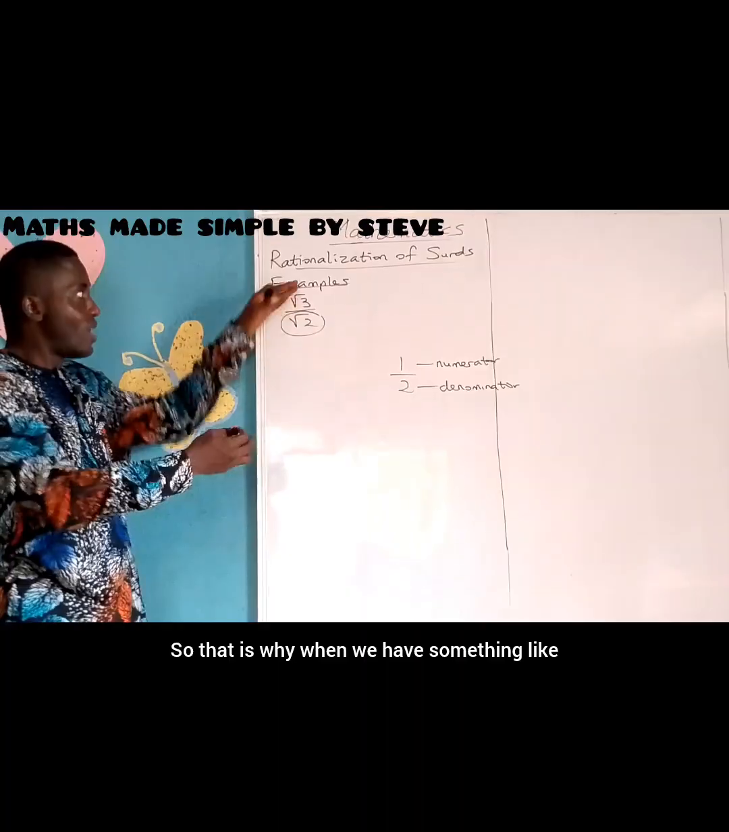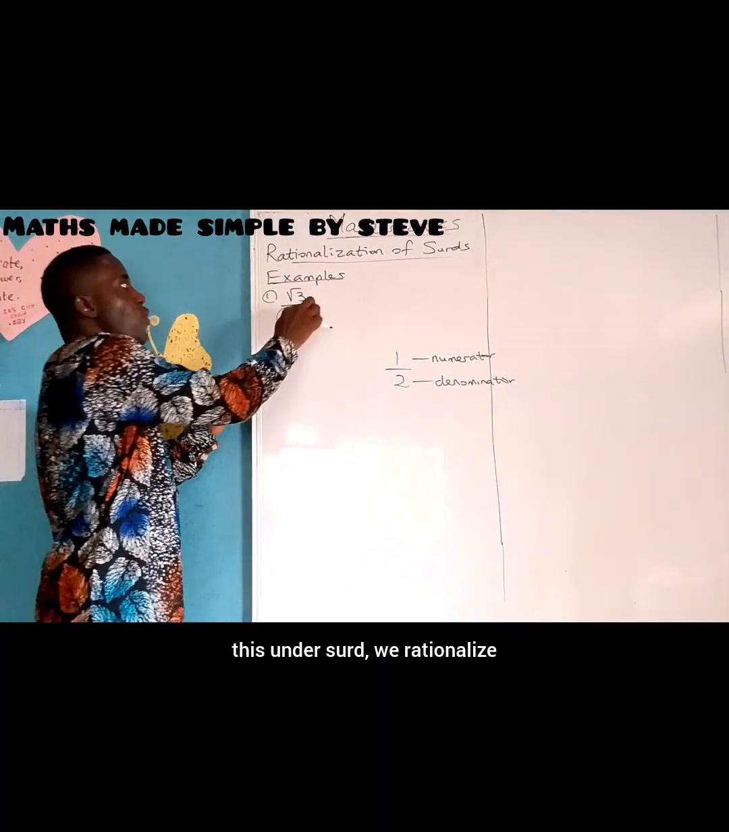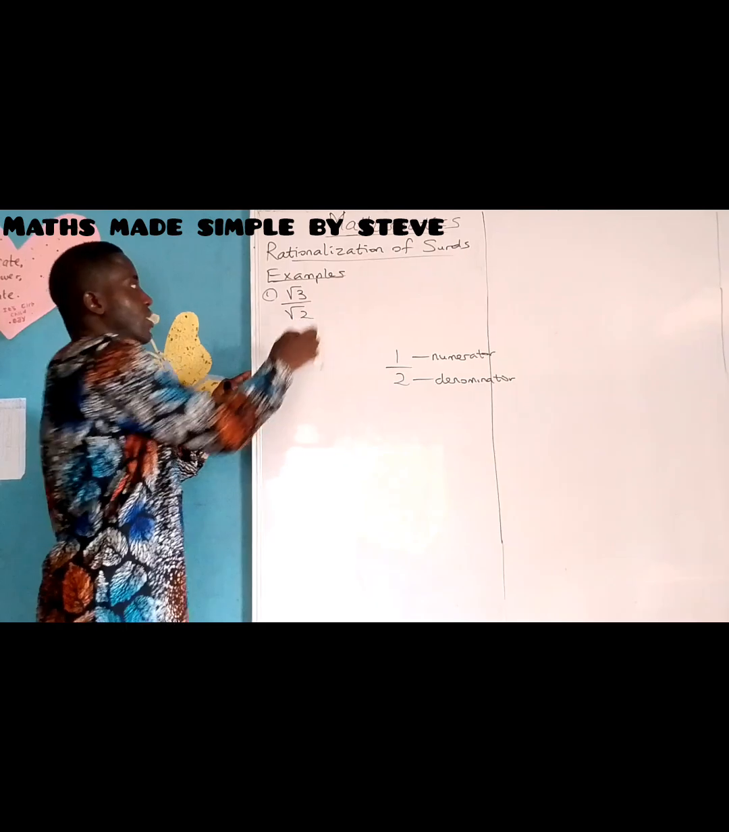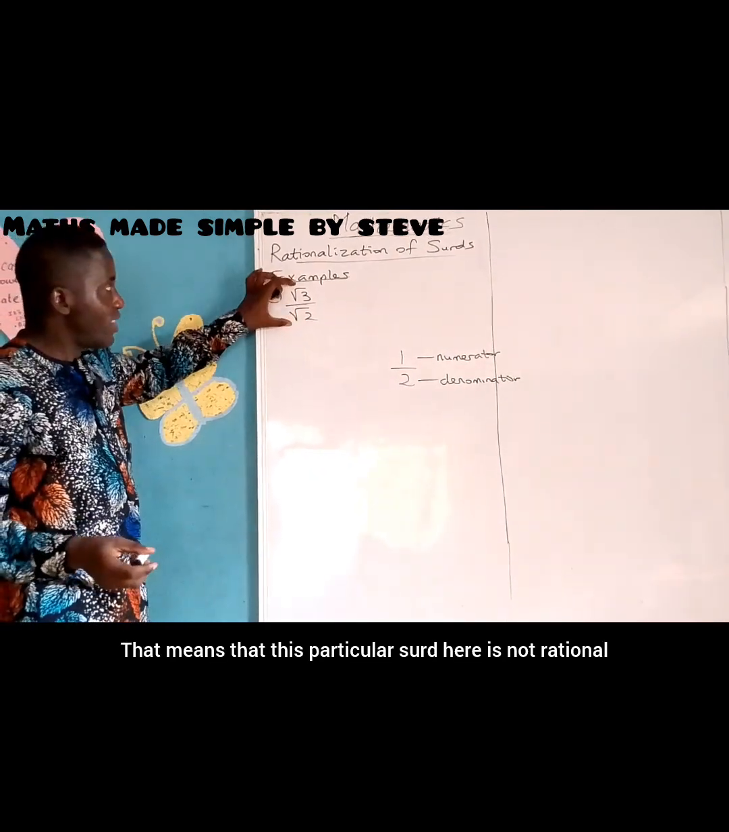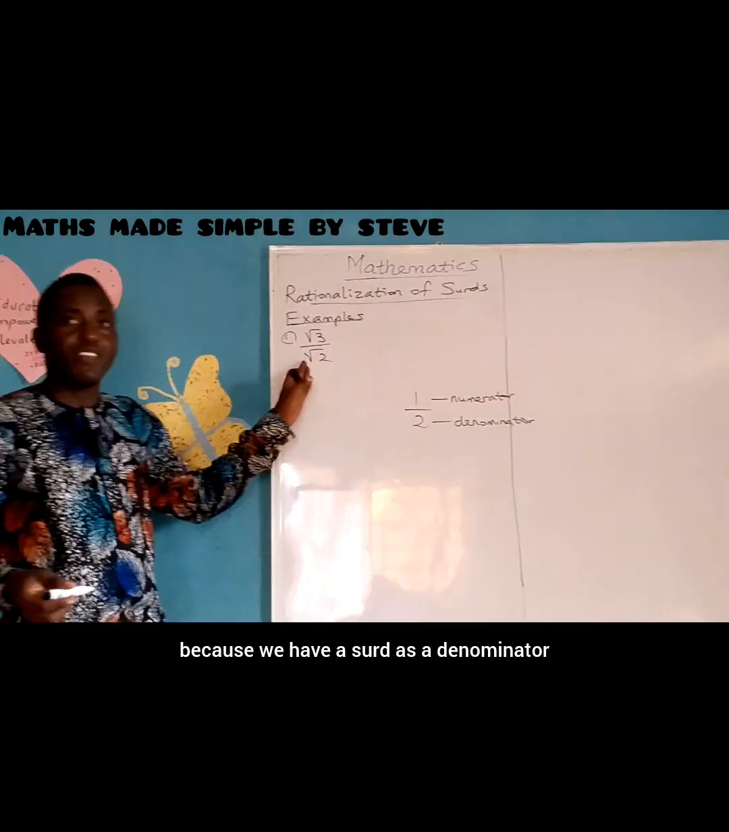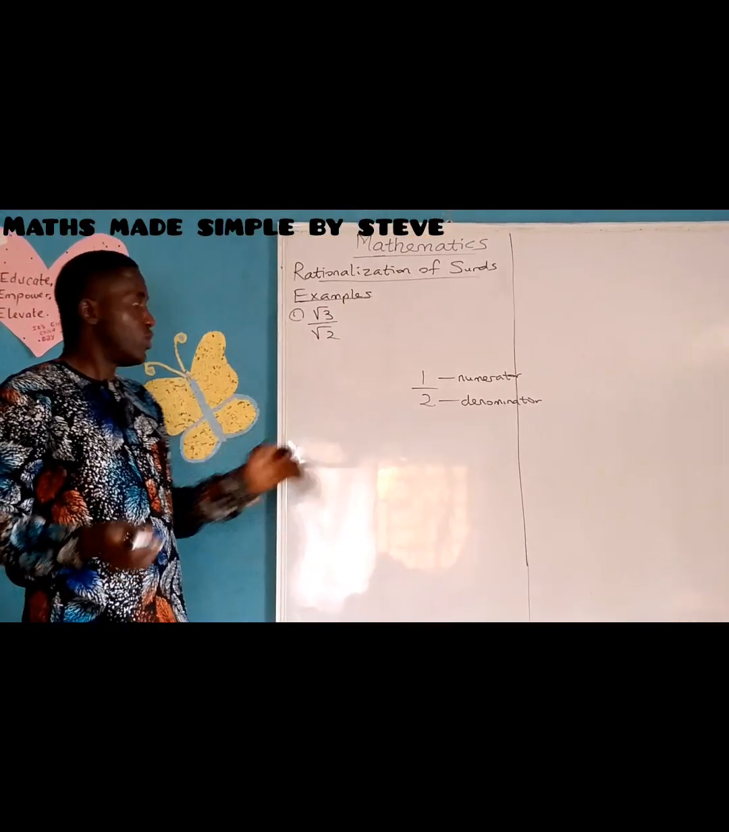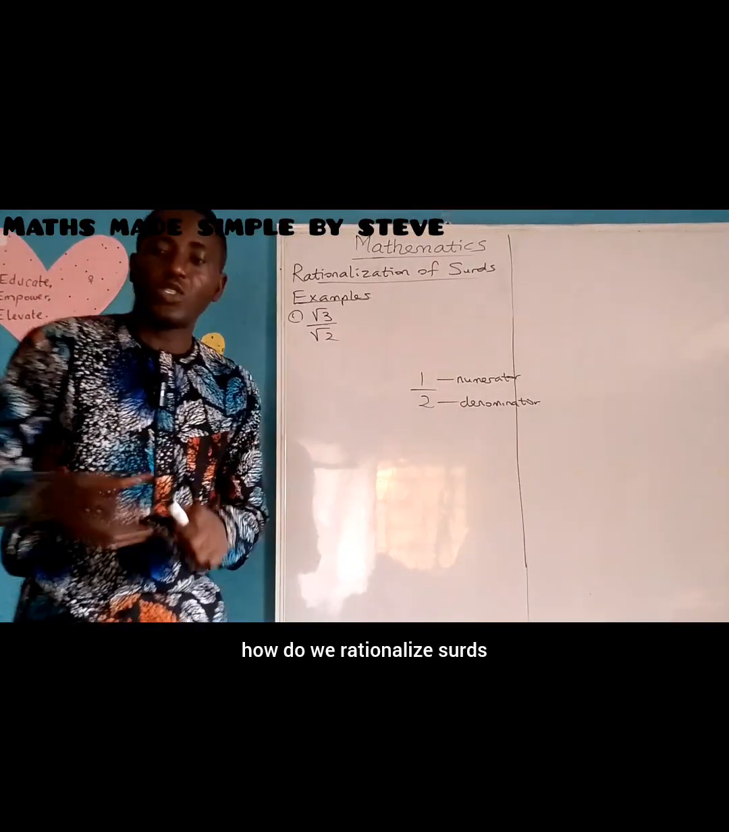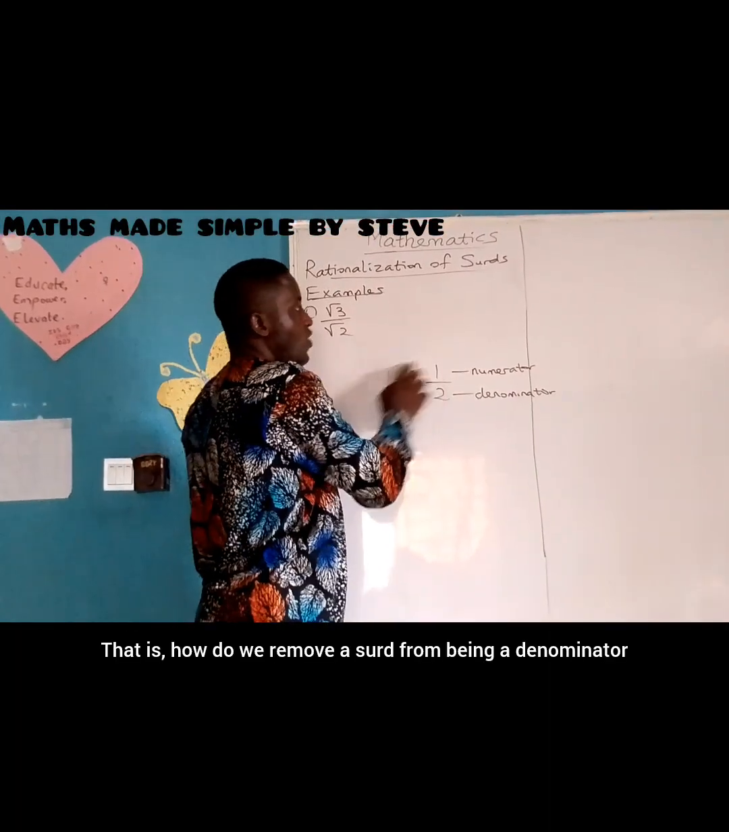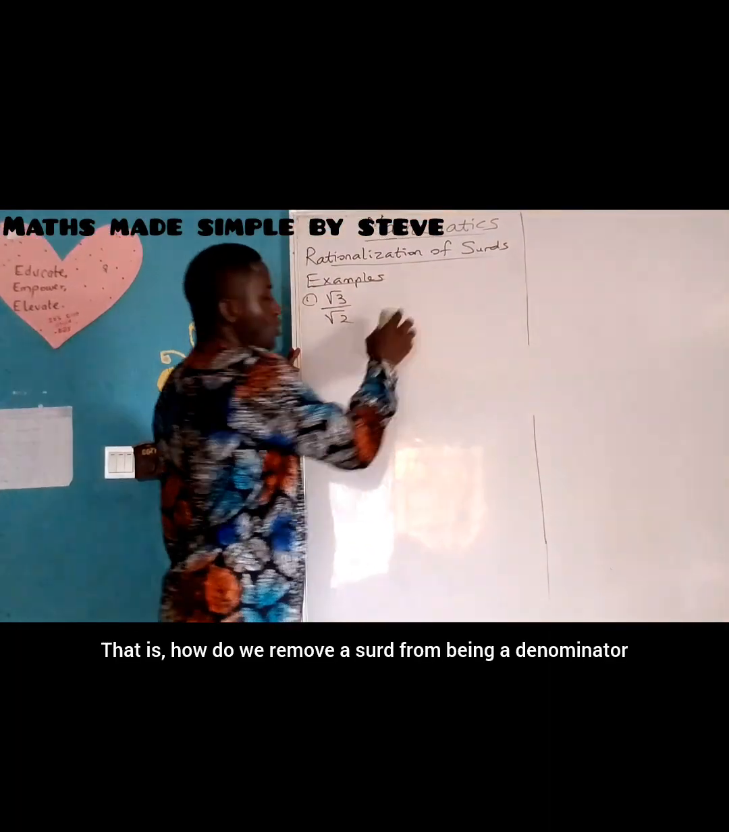So that is why when we have something like this under surd, we rationalize. That is, we make it rational. That means that this particular surd here is not rational. And the reason why it is not rational is because we have a surd as a denominator. So the question is, how do we rationalize surds? That is, how do we remove a surd from being a denominator?